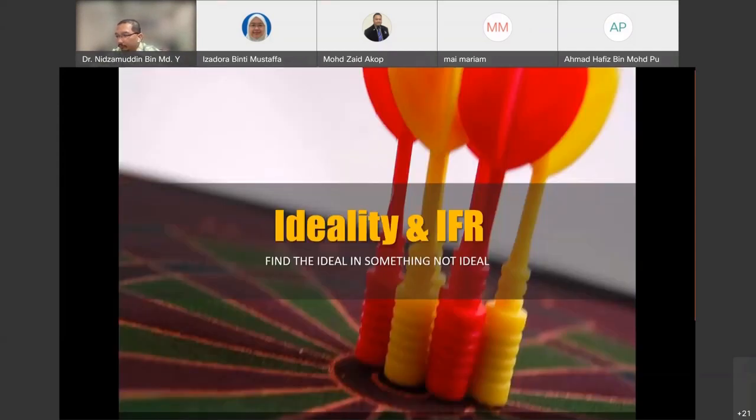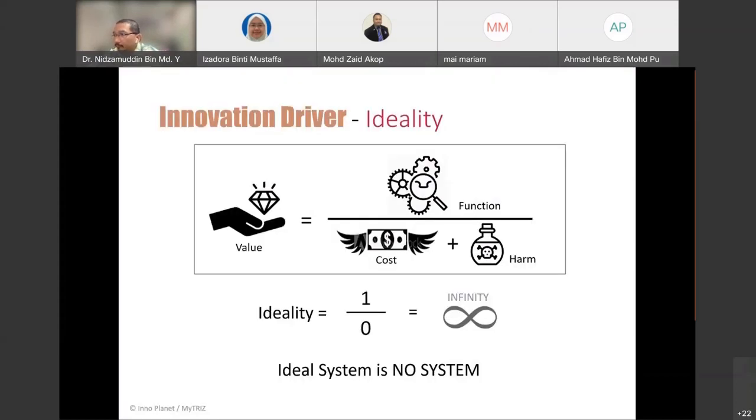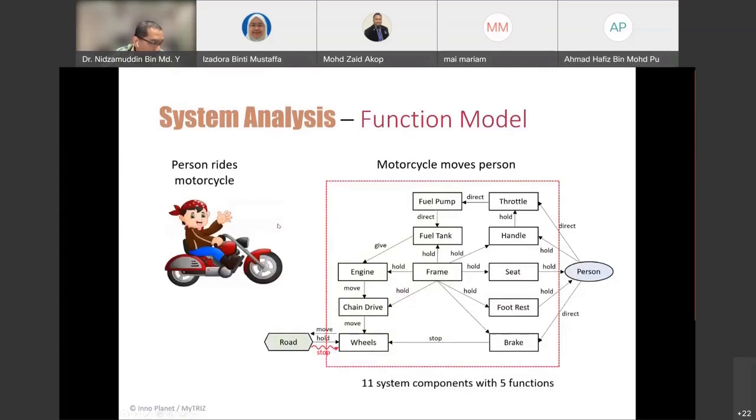Okay, so ideality and ideal final result, to find the ideal in something that is not ideal. The definition of ideality is that we have a lot of functions, but very little cost and no harm. So this is what we want, that the least cost and the least harm produces the most value. Because we have to remember that people do not buy stuff, they buy functions. That's why TRIZ analyzes functions rather than products.